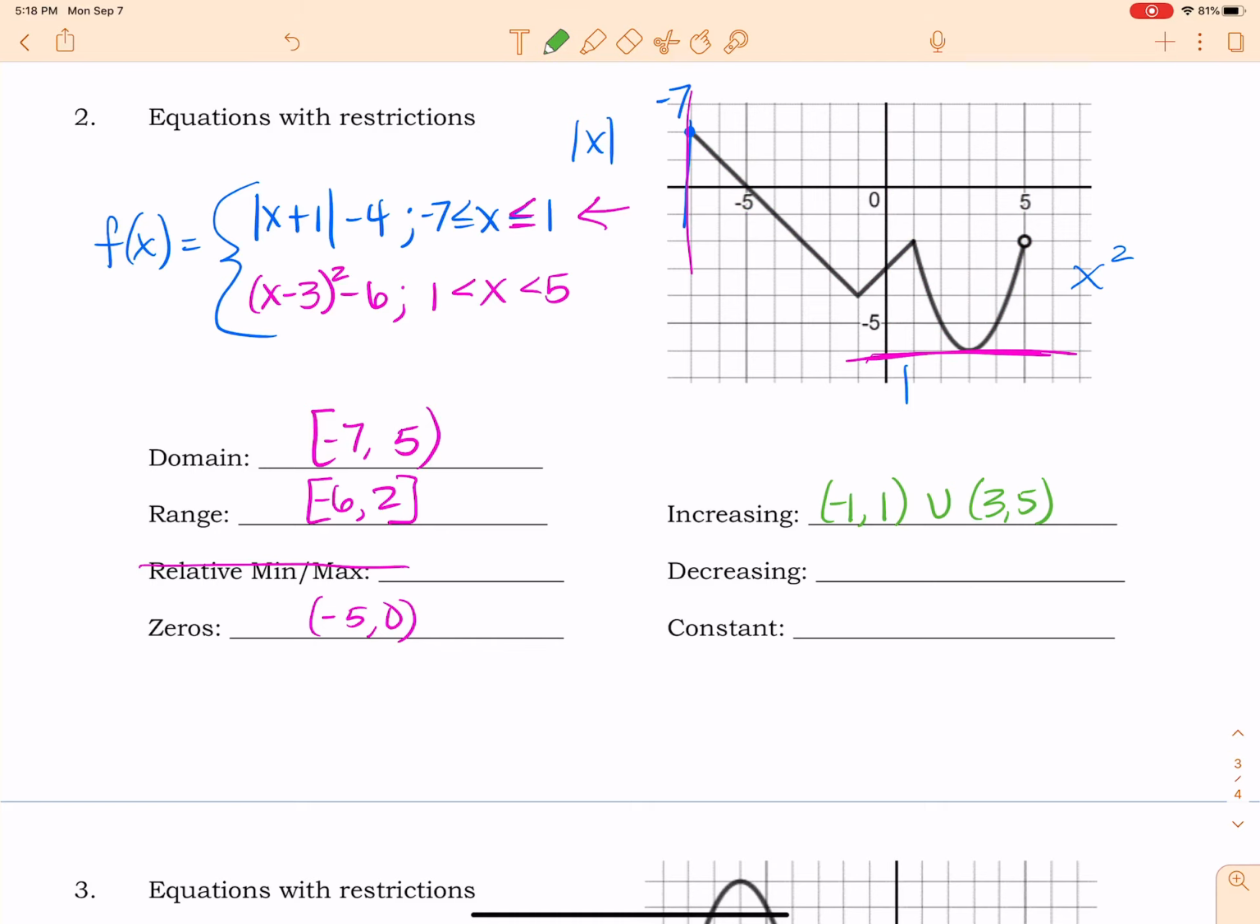Okay, let's get rid of some of that. Okay, next thing, we're going to look at decreasing. Well, I already said it decreased from here to here. Well, x is -1 right here, so from -7 to -1, it decreased, and then it's decreasing again from +1 to 3. And it's not remaining constant anywhere.